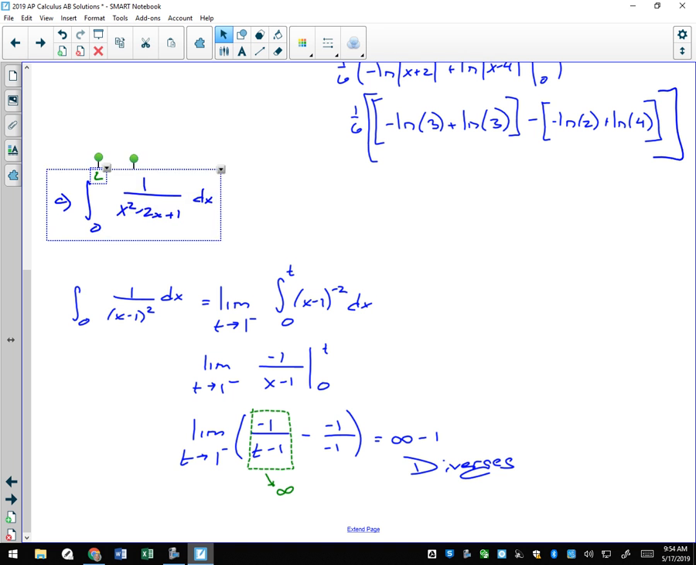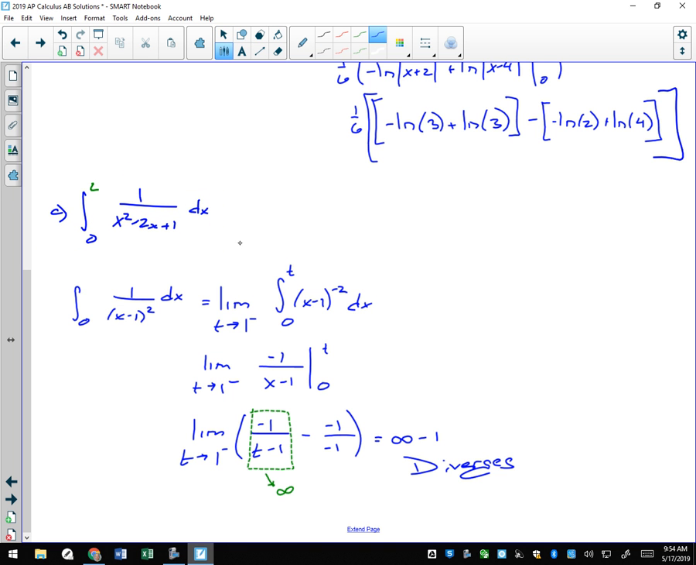The infinite behavior is at 1, so technically I need to set this up as the integral from 0 to 1. I want to break it up at the improper behavior. My infinite behavior happens at 1, so I'm going to split this from 0 to 1 and 1 to 2. And all of that work I did is still good. We're still going to have to do the integral from 0 to 1. I just messed up when I wrote down the problem originally. And when I do this part, we found out that that part diverged.